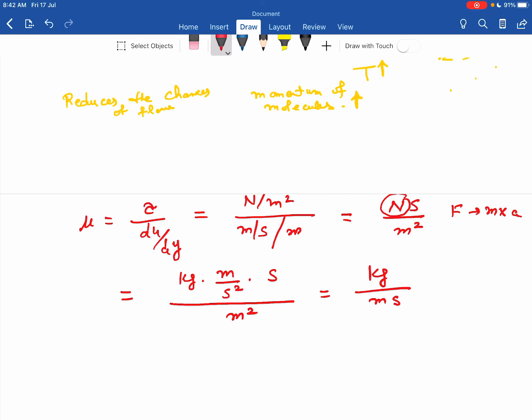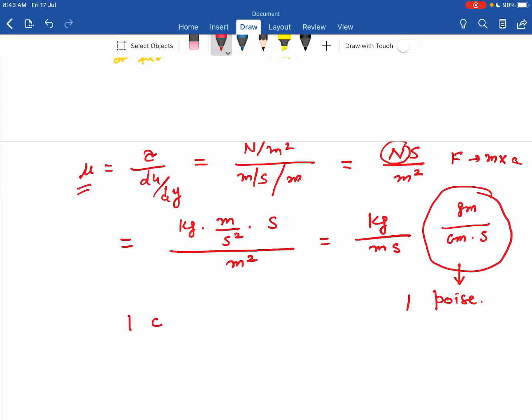When we talk about the CGS unit, kg becomes grams and meter becomes centimeter. So the CGS unit for mu is grams per centimeter per second. Okay. This CGS unit for viscosity we call poise. So 1 poise is equal to 1 gram per centimeter per second. Then 1 centipoise is 1/100th part of a poise.